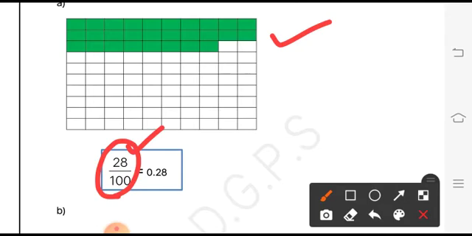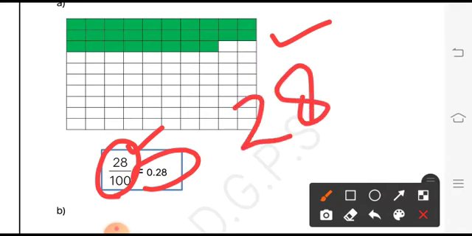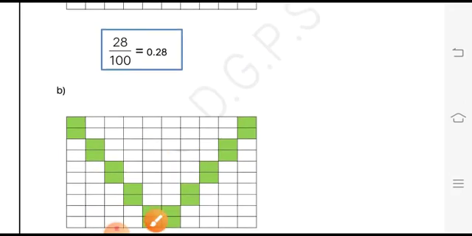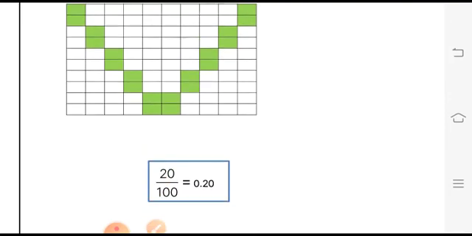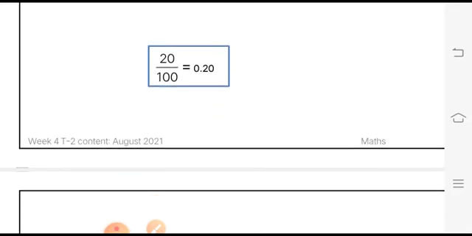And if we need to write a decimal, we have to convert it to a decimal number, so we write 28, and since there are two zeros in the denominator, the decimal is to be put after two digits, and we don't have any whole number, so we put a 0 here of our own. So 0.28 will be its decimal number. Next, this is B part. Here you can see 20 parts are colored, so we write it as 20 by 100, and 0.20 will be its decimal.